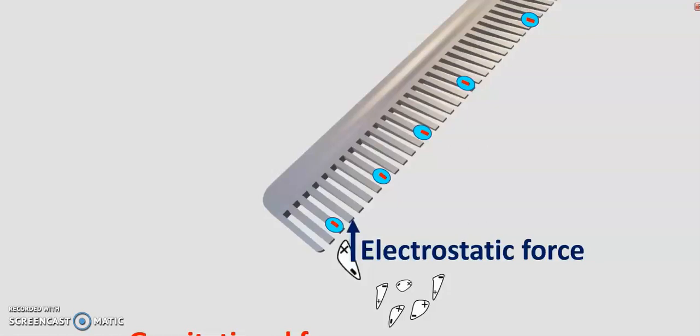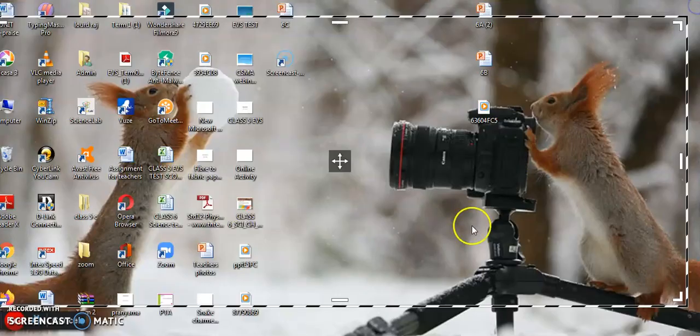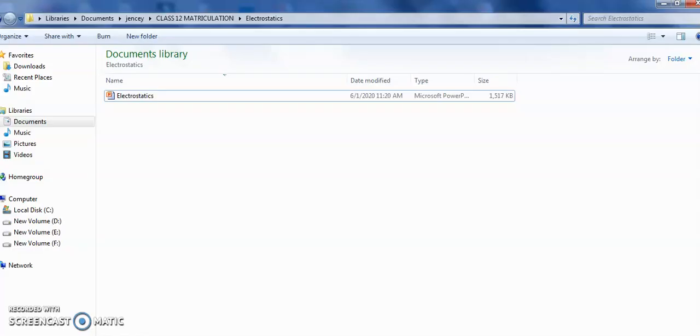So far we have seen the introduction. Now we will learn about the historical background of charges. Before we get into the chapter, now let us see what is electrostatics.